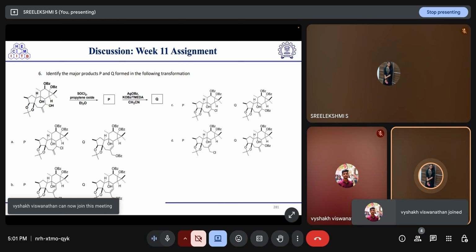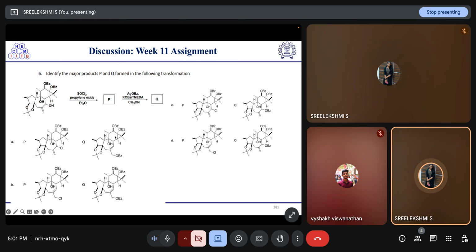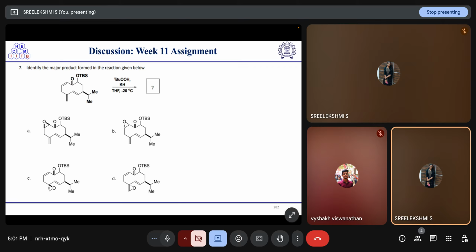So in the last class we were discussing the week 11 assignment. This was the last question which we discussed in last week's assignment. So moving on to the next question: identify the major product formed in the reaction given below. Here, this compound, upon treatment with tertiary butyl hydroperoxide and potassium hydride using THF as solvent at minus 20 degrees Celsius, out of these four options given here, which can be the major product formed in this reaction?